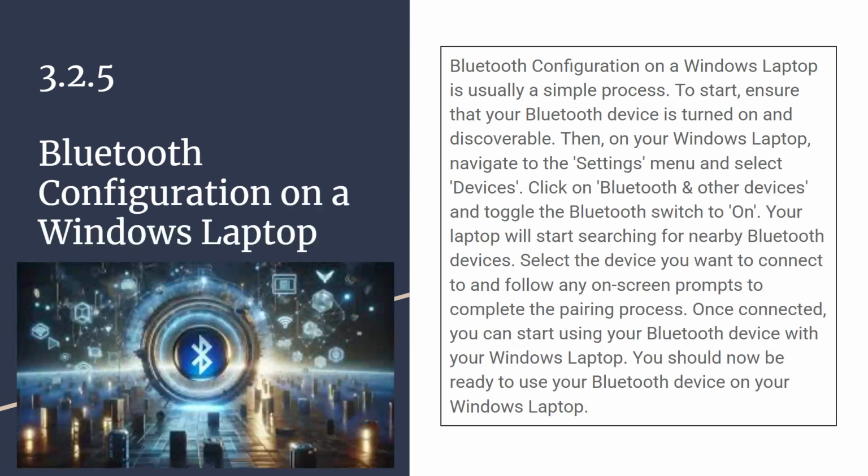Bluetooth configuration on a Windows laptop is usually a simple process. To start, ensure that the Bluetooth device is turned on and installed. Then, on your Windows laptop, navigate to the settings menu and select devices. Click on Bluetooth and other devices, and toggle the Bluetooth switch to on. Your laptop will start searching for nearby Bluetooth devices. Select the device you want to connect to and follow any on-screen prompts to complete the pairing process. Once connected, you should now be able to use your Bluetooth device on your Windows laptop.